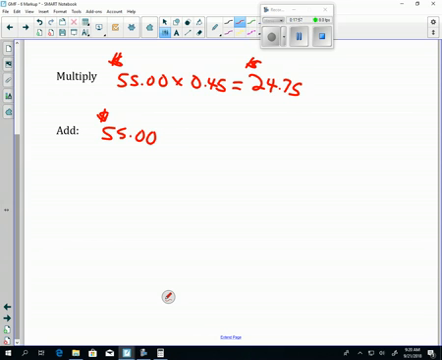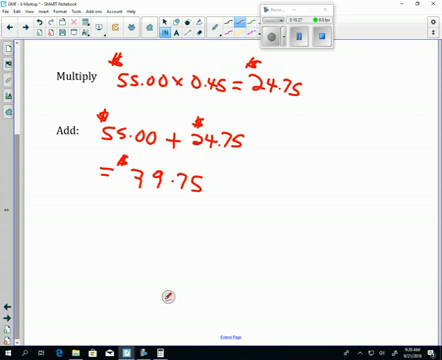And then she adds the $24.75 markup, and she will sell it to you for $79.75. Now we haven't included tax here, so that's going to be the price probably on the label that you'll see in the store.